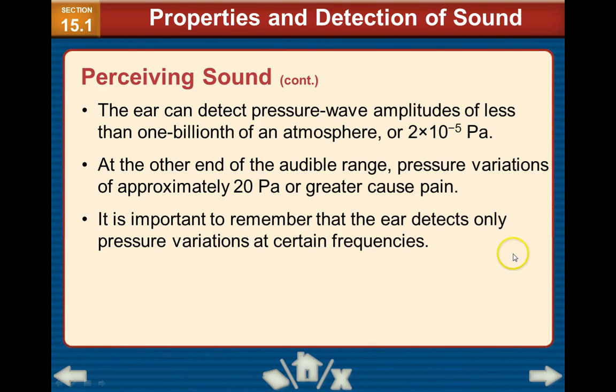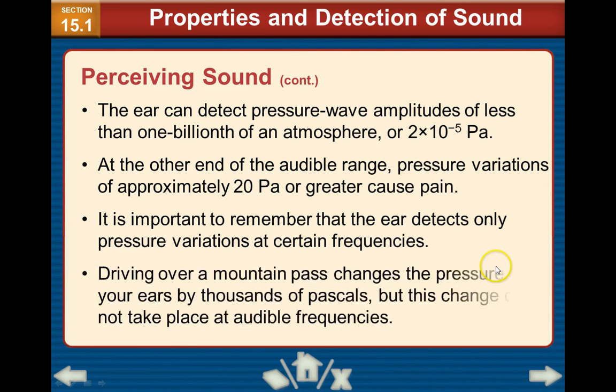So the ears can only detect pressures within certain frequencies. If these pressure waves are outside of our frequency range, we're not going to hear them. We can detect them because our ears might hurt, but for instance, when you go over a mountain pass and the pressure changes, it could change by thousands of pascals, but because it's changing so slowly, we're not hearing it, it's out of the frequency range.